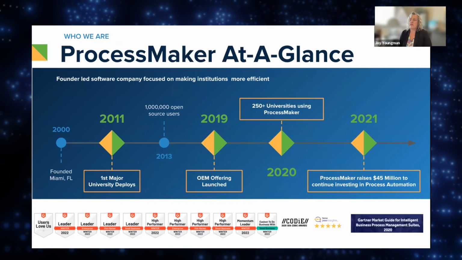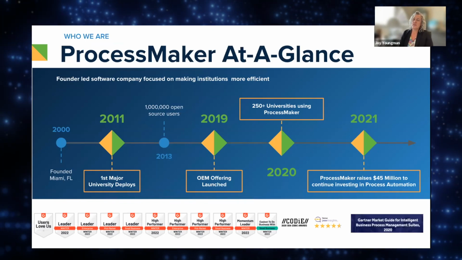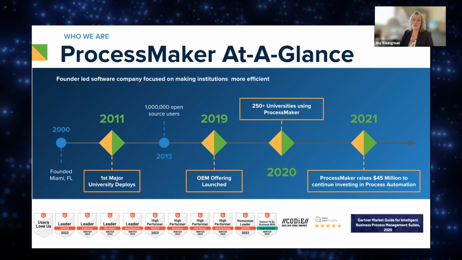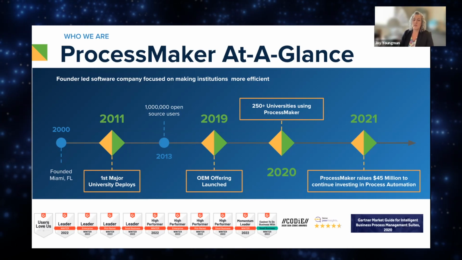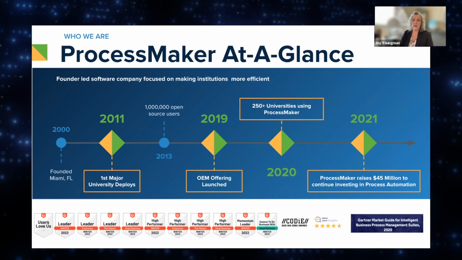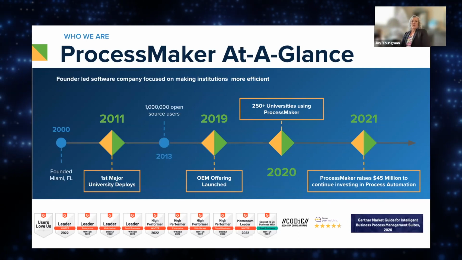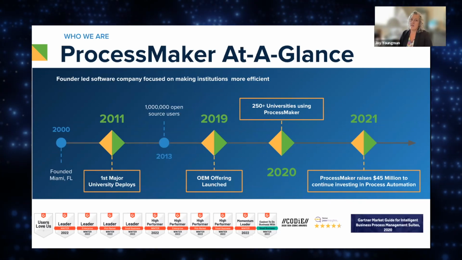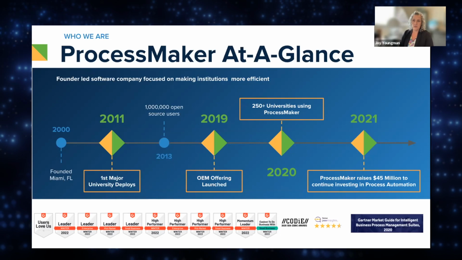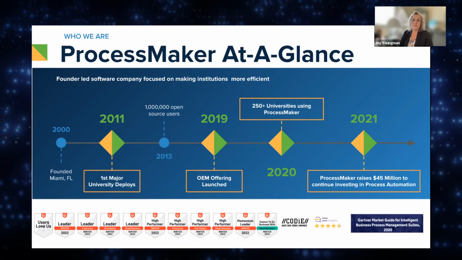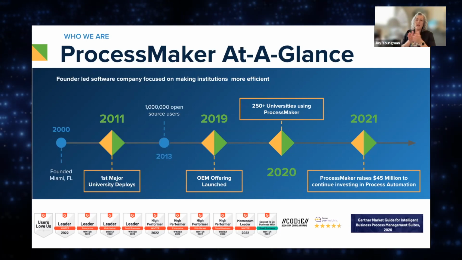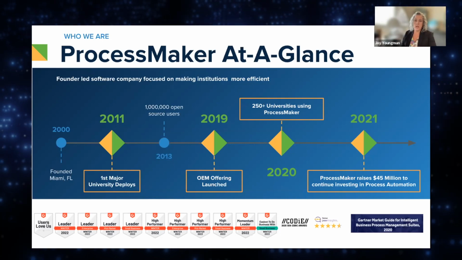So ProcessMaker was founded in 2000 as an open source utility. In 2011, we had our first major university deploy. And in 2019, we partnered with Ellucian to bring Ellucian Workflow, which is powered by ProcessMaker. I know we have a few Ellucian customers today, and just know that our platform is the Ellucian Workflow platform. So by 2022, we now have almost 270 institutions using our platform on virtually every major SIS that's in the market. In 2021, we raised funding to continue investing in process automation for higher ed and community banking. So those are the two areas that we specialize in.